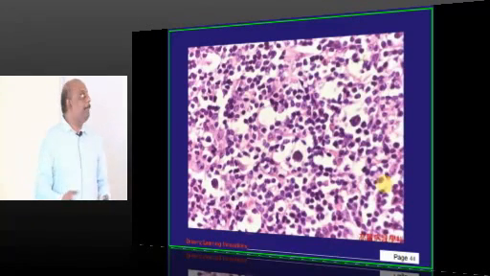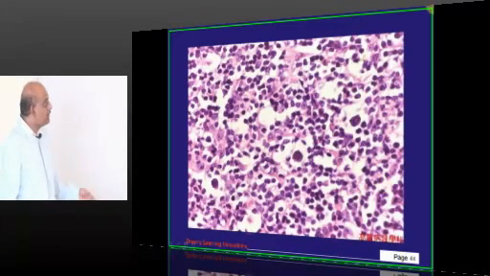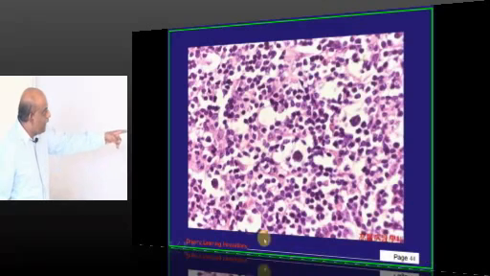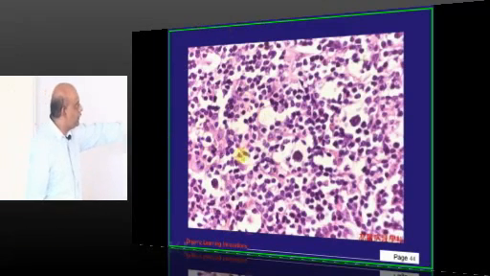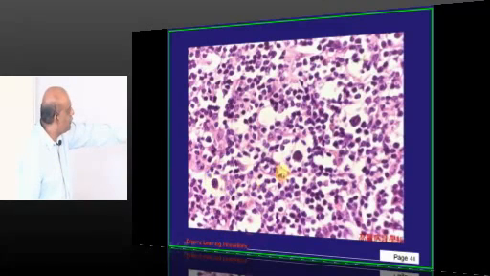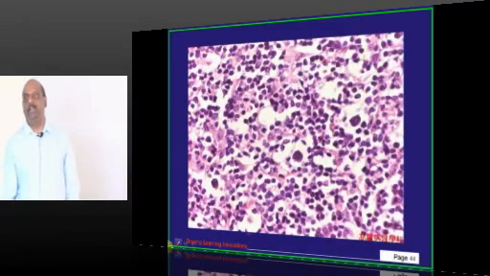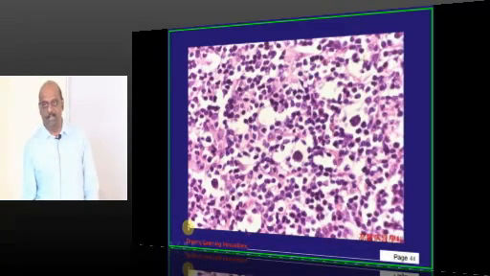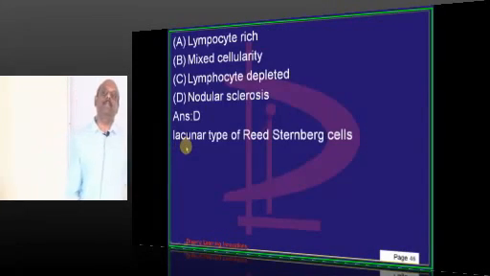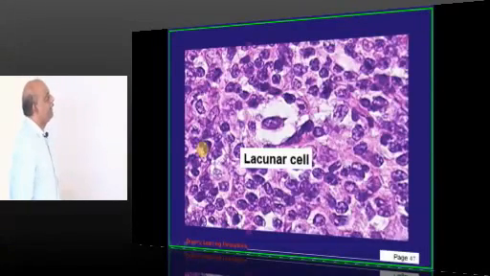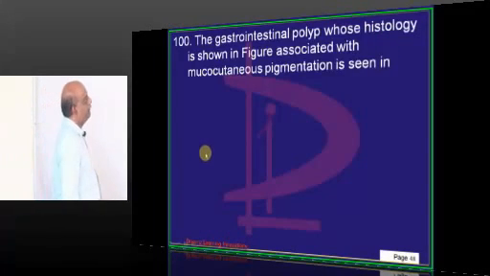Now, what is this subtype of lymphoma? You are finding cells with lacunae around the cell. Here you can see the lacunae around the cell, here you can see the lacunae. They are called lacunar cell type of Reed-Sternberg cell, which is typically a feature seen in the nodular sclerosis type of lymphoma, which is what you need to appreciate.